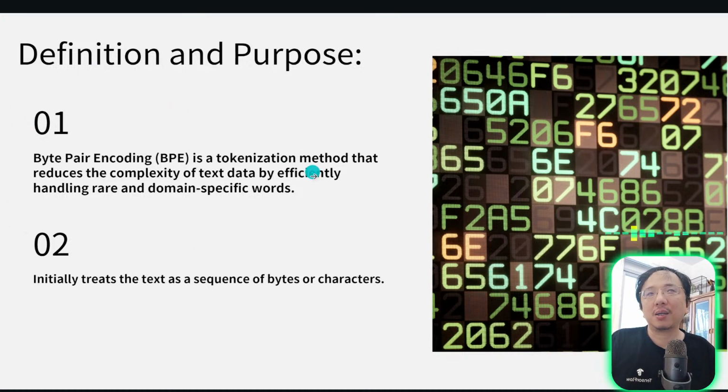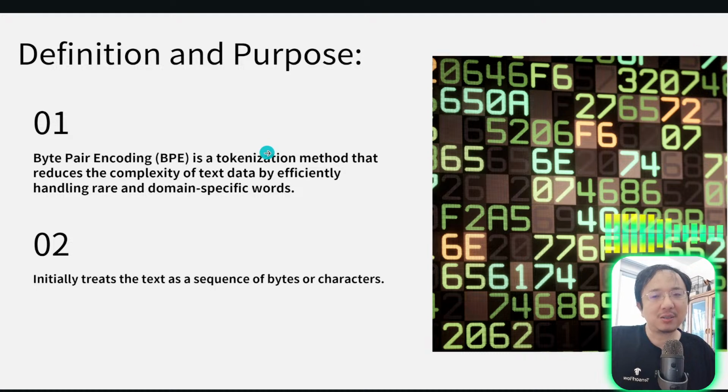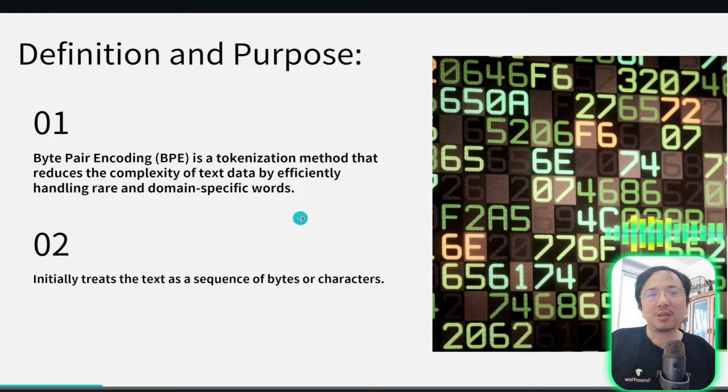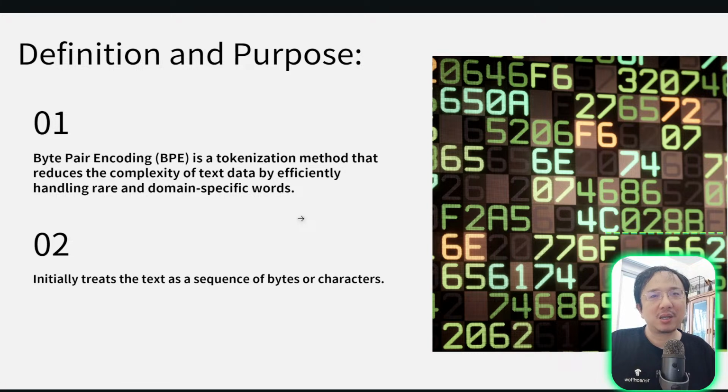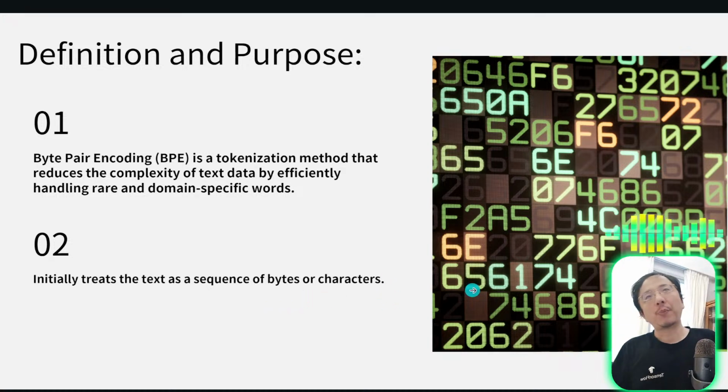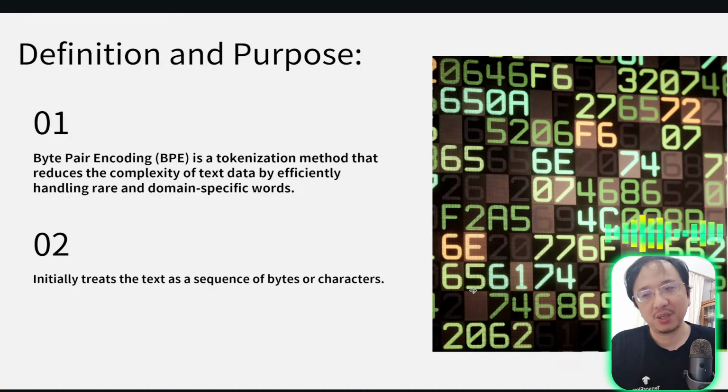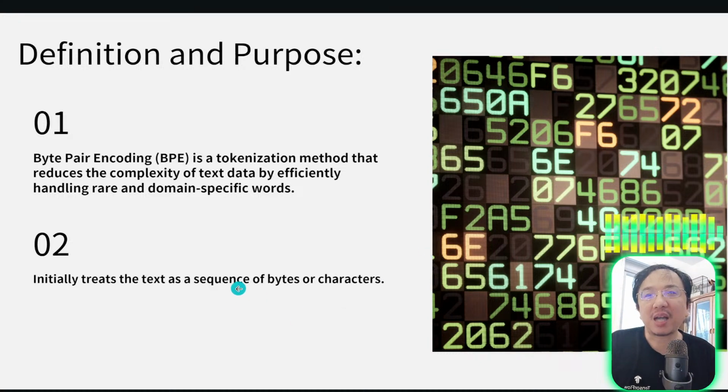So what is BPE? Byte pair encoding is a tokenization method that reduces the complexity of the text data by efficiently handling rare and domain-specific words. We are constructing a dictionary that depends on the training data. So how does it do this? It starts with characters. Initially, we treat the text as a sequence of bytes or characters, so we begin with a dictionary that only contains characters.